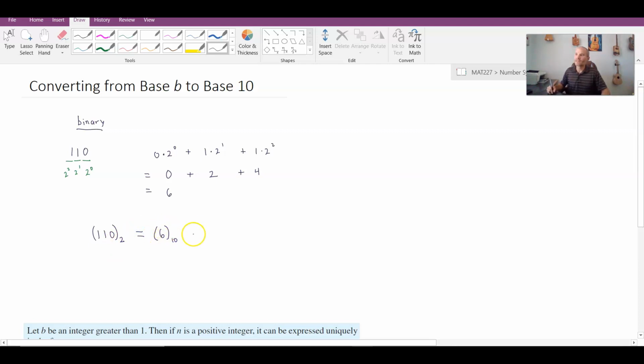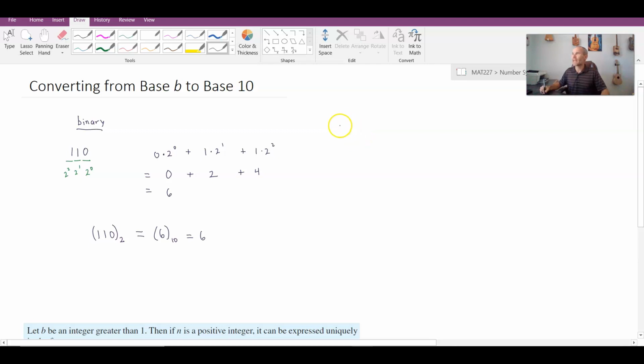Now in base 10 we oftentimes omit that, because if we write the number 6 we just assume that that's in base 10. So it's not really necessary for base 10 purposes to write this, but for consistency it would be a totally valid way of representing that.